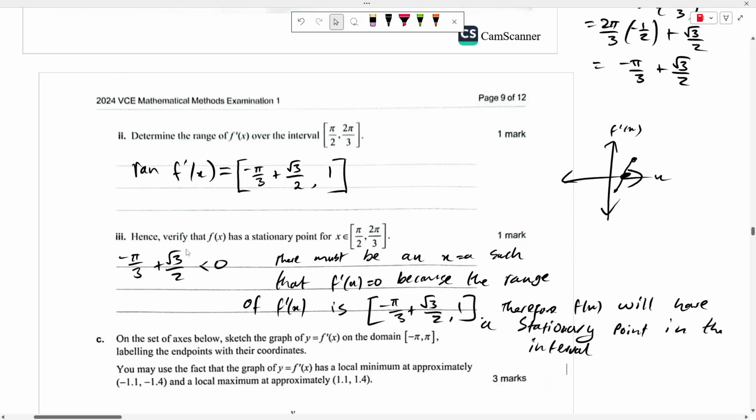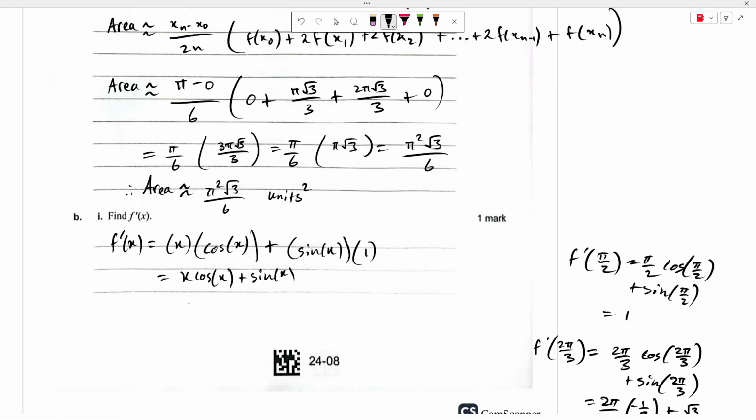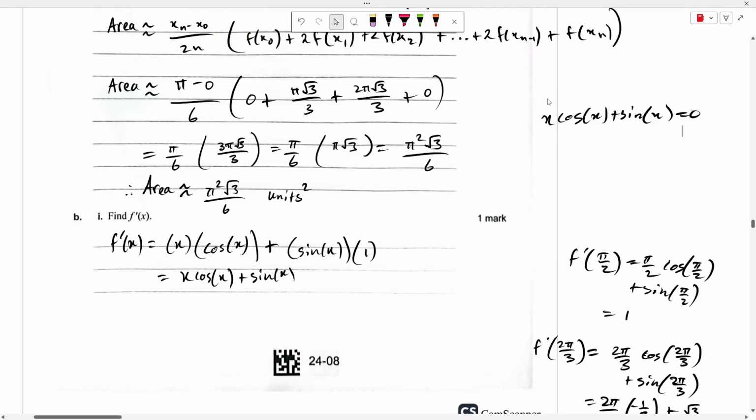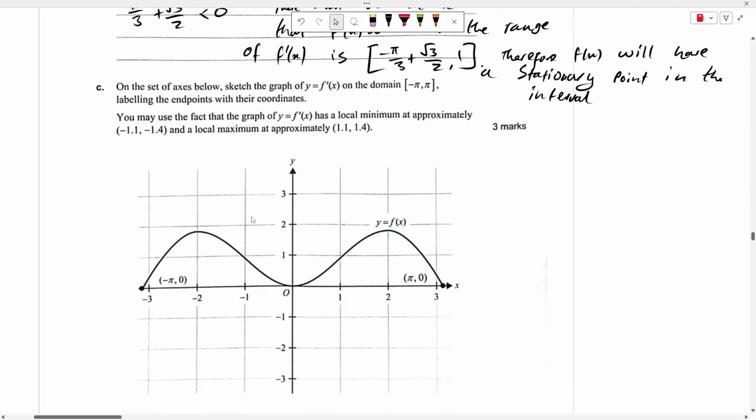I know some people are going to try to solve f dash of x is equal to 0, and you're going to run into some trouble because x cos of x plus sine of x is equal to 0. We can't solve that in methods, right? That's outside the study design. So I know people are going to try to solve f dash of x is equal to 0 to prove that it has a stationary point, but that's going to prove to be pretty difficult, right? So you have to use your answer from the previous question. That's why it says hence.